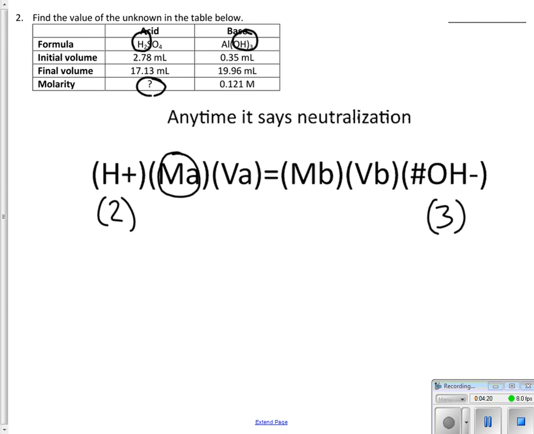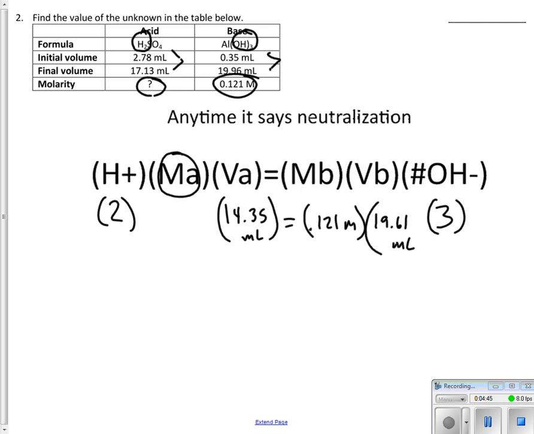Then I go to work, and I look at my volumes. 17.13 minus 2.78 is going to give me 14.35 milliliters right there. Equals molarity of the base is 0.121 M. Volume of the base is going to be those two subtracted, which is going to be 19.61 milliliters. And it becomes a little bit of an algebra problem. We'll call this X or whatever you want to call it. So 2 times the 14.35 milliliters goes there. When you look at sig figs, just look at the table.